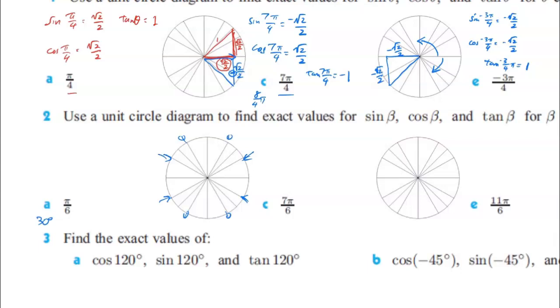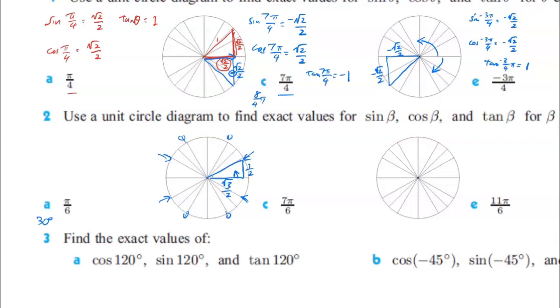So for pi over 6, we are talking about 30 degrees. Starting in the positive direction here, that would be this triangle right here, right? So this is the triangle we're talking about. The short side would be length 1/2. The long side would be length square root of 3 over 2.